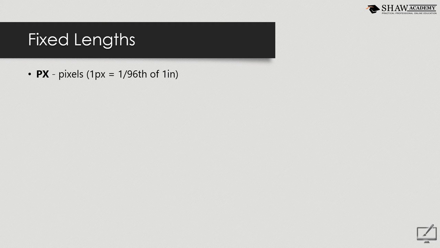We can't say it's a dot on the screen anymore because of retina displays. It doesn't really work like that anymore. Now, what if we want a point? A point is worth 1/72 of an inch. Exactly right, guys. Just PT for points. And then we have picas as well. 1 pica is equal to 12 points.